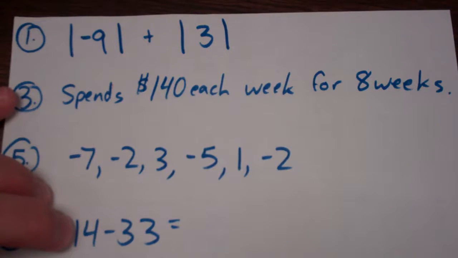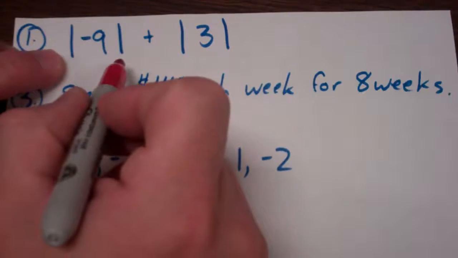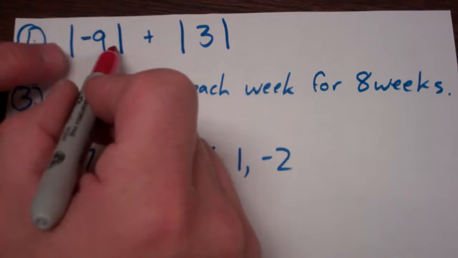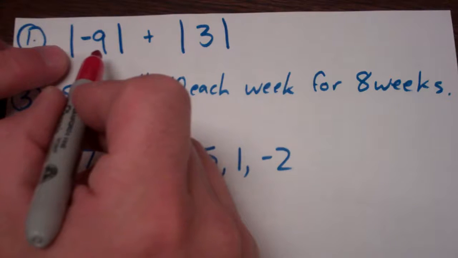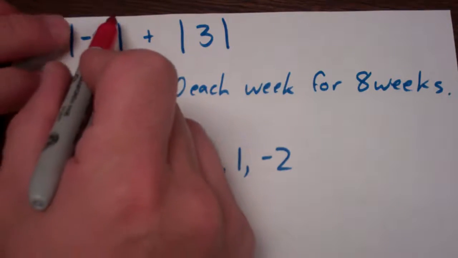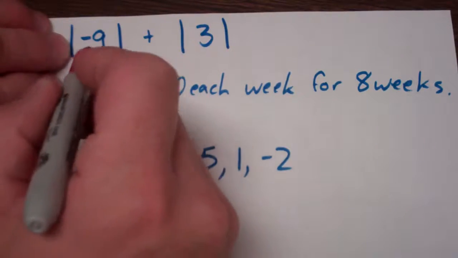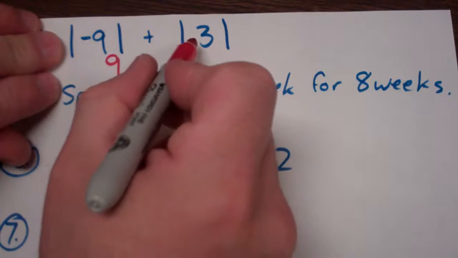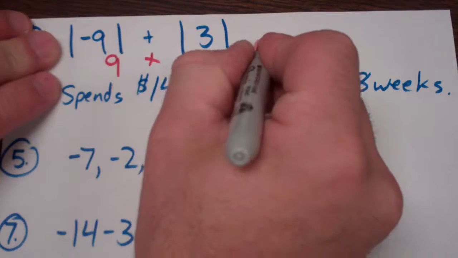Alright, number one. What you see here are bars around a number, and we need to remember that bars around a number mean the absolute value of. So this is the absolute value of -9. To review what absolute value means, it means how far this number is from 0. It's always going to be positive, so every absolute value will be positive. The absolute value of -9: -9 is 9 from 0 and 3 is 3 from 0. So if I add the absolute values, I'm at 12.